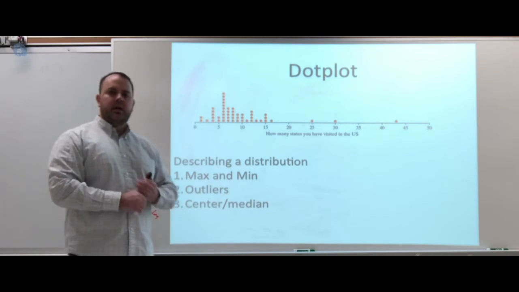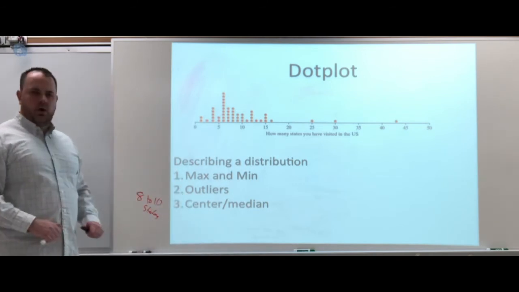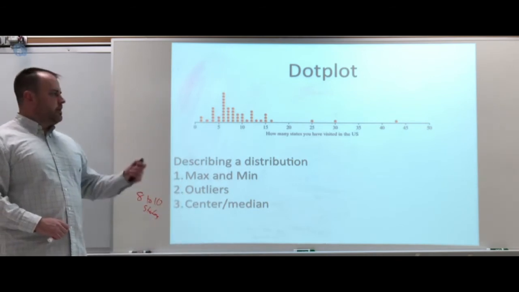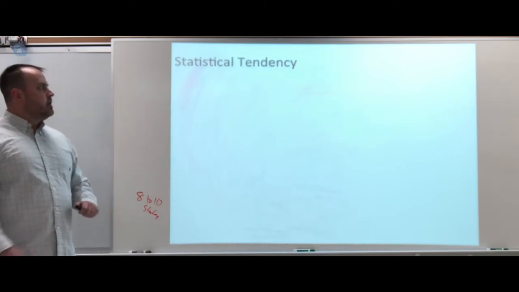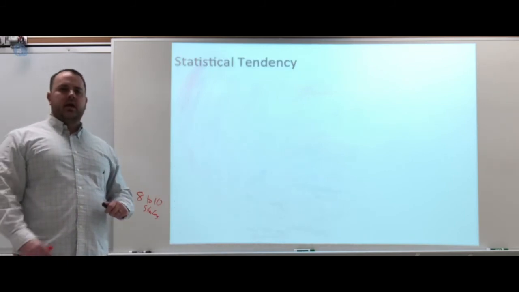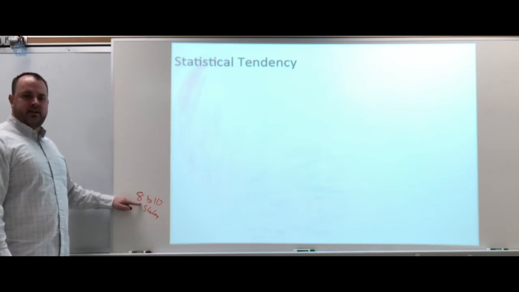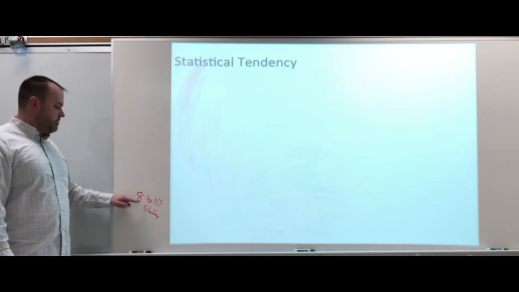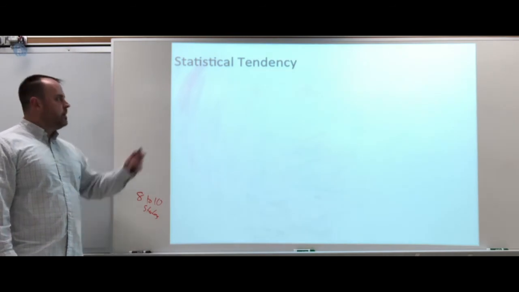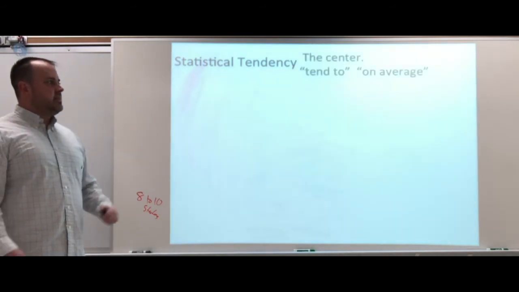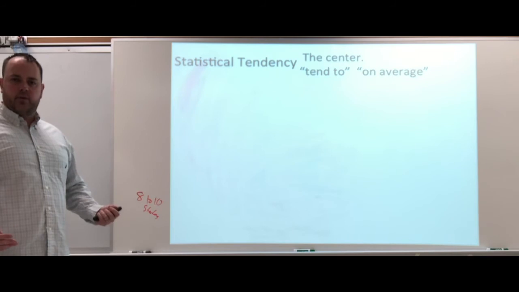Now when you're comparing multiple dot plots, things I want you to focus on are statistical tendency, which is kind of what the center is. Where do the students tend to fall? How many states have they tended to travel to? In our case, it was 8 to 10. Central tendency is the center: on average, where does it fall?